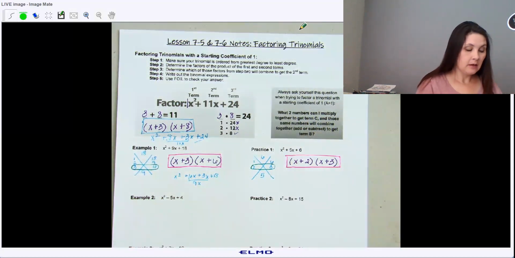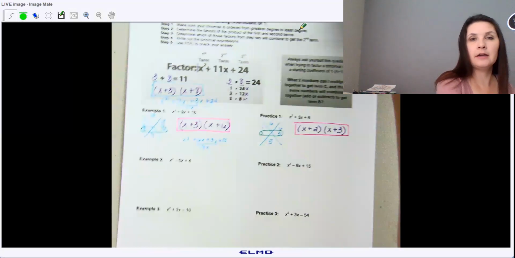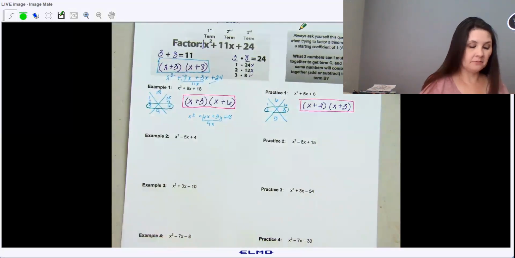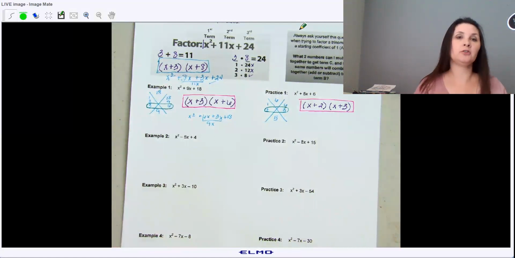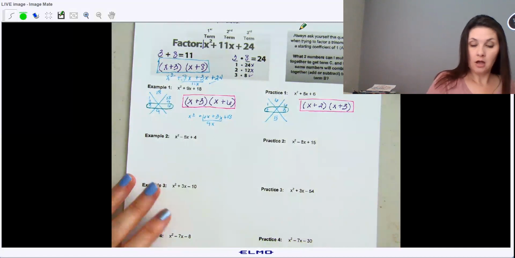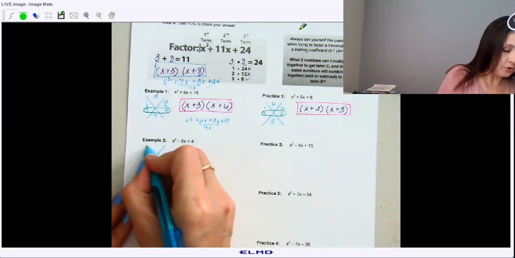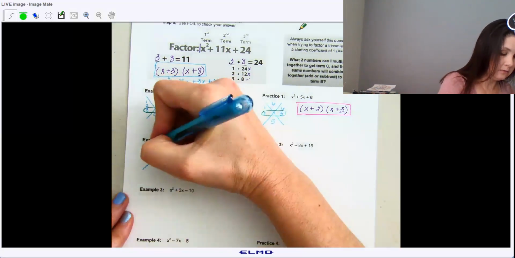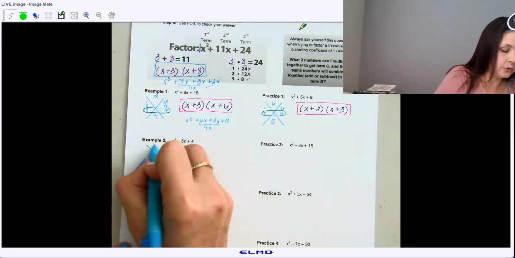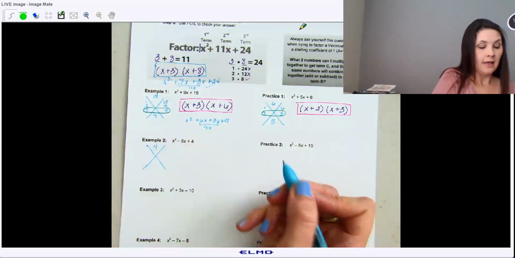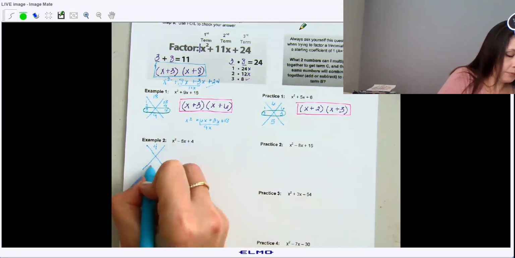All right. Going down to example 2, we're now going to have some subtraction included in that. So we have to be very careful when we plug our factors into the binomials. Let me show you what I do with this. Okay. I have a positive 4 times a positive 1 gives me a 4. So I'm looking for factors of 4 that are going to total up a negative 5. Okay. So I'm going to put a negative 5.